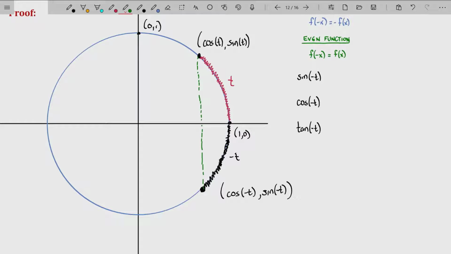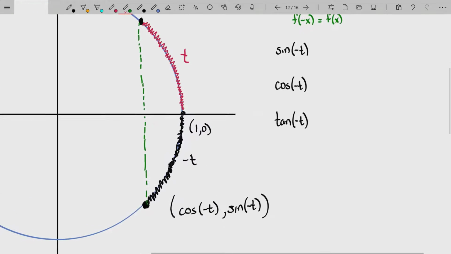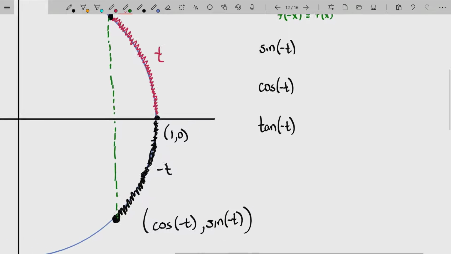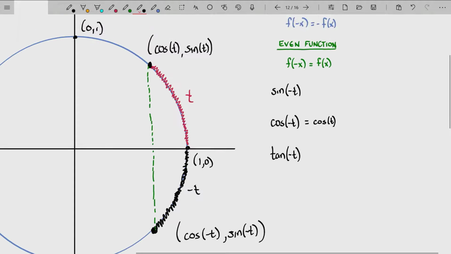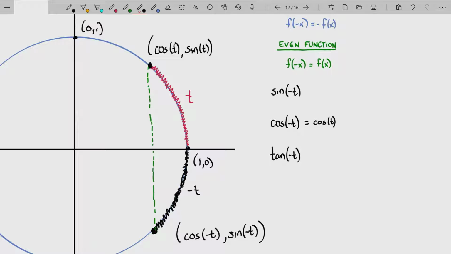The reality is there's no difference between those two x values. So the cosine of t is actually the same thing as the cosine of the opposite of t, at least in this picture, and that's good enough for me. So the cosine of the opposite of t is actually the same as the cosine of t. If you look at the sine, well, these y values are not the same, right?